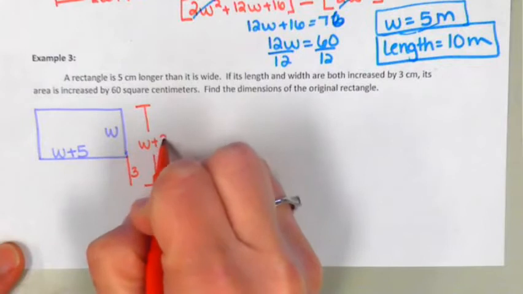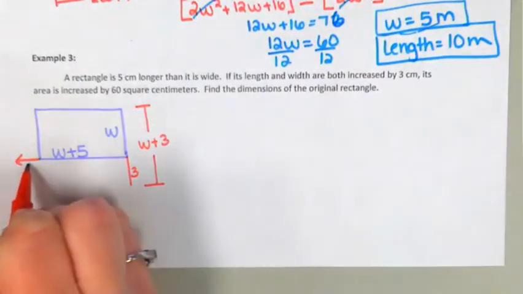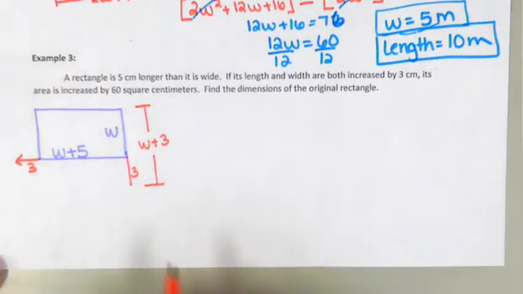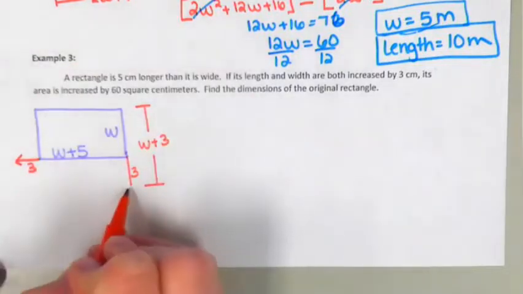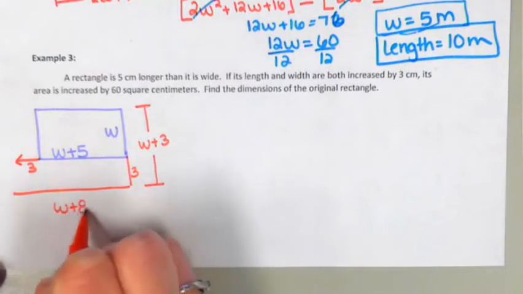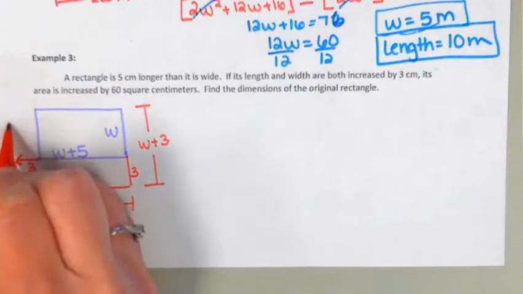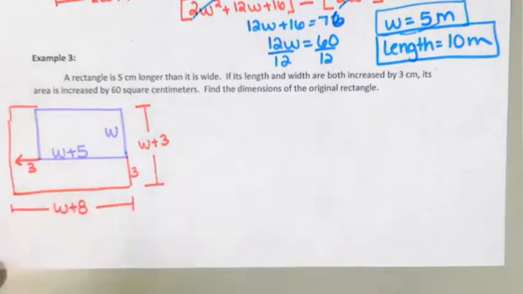W plus 3. Then I'm going to extend my length by 3. So now what is my new length? W plus 8. Okay, you guys okay with that? So now this is my new rectangle.